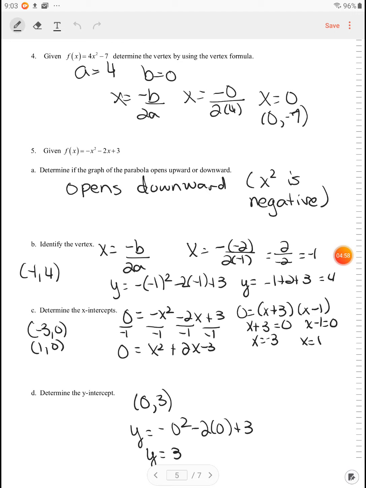To get the x-intercepts, we're going to set y equal to 0 and factor. Now, when we do this, we have a choice. I went ahead and factored because it's an x squared term. And notice I divided by -1 first. So when you factor it, you get x equal -3 or x equals 1. So again, look to the left. The x-intercepts are -3, 0 and 1, 0.